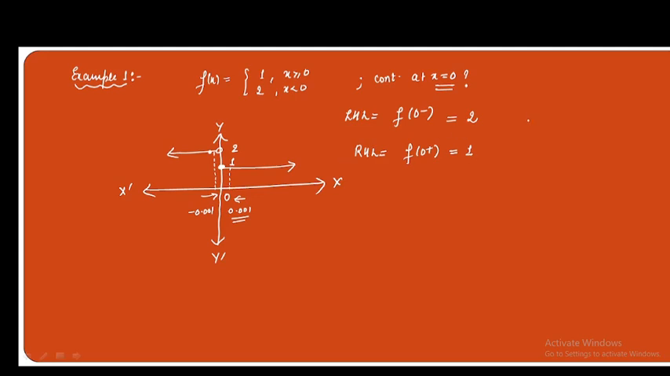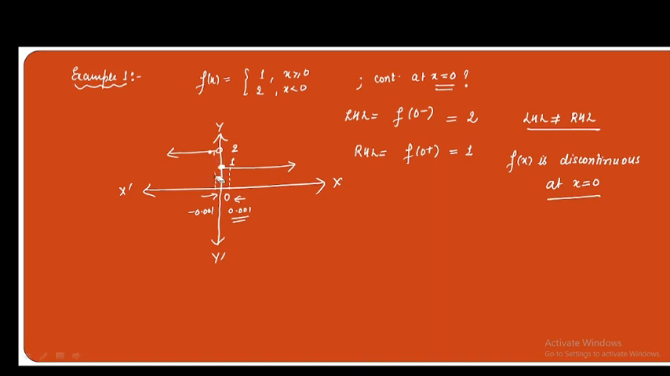So here LHL is not equal to RHL, because LHL is equal to 2 and RHL is equal to 1. So what we observe from here is that f(x) is discontinuous at x equal to 0.